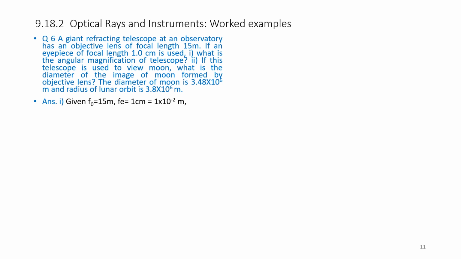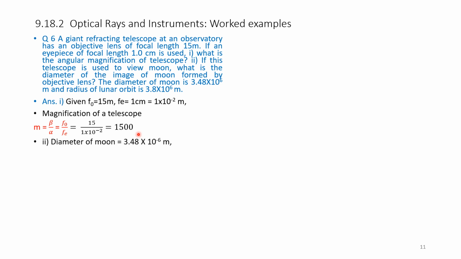So, answer. Given Fo is equal to 15 meter, Fe is equal to 1 centimeter, that is equal to 1 into 10 to the power of minus 2 meters, converting 1 centimeter into meter. Magnification of a telescope is given by M is equal to beta by alpha, that is equal to Fo by Fe, that is equal to 15 divided by 1 into 10 to the power of minus 2, that is equal to 1500. So, magnification is 1500.